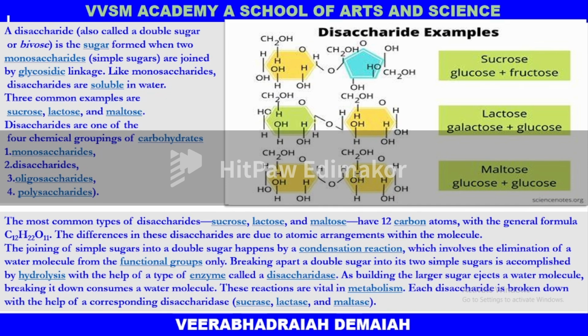The differences in the disaccharides are due to atomic arrangements within the molecule, the functional groups. Breaking apart a double sugar into two simpler sugars is accomplished by hydrolysis with the help of an enzyme called disaccharidase. Also, building the larger sugar ejects a water molecule, while breaking it down consumes a water molecule. These reactions are vital in metabolism.